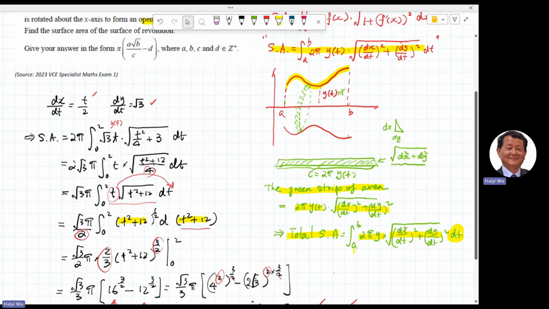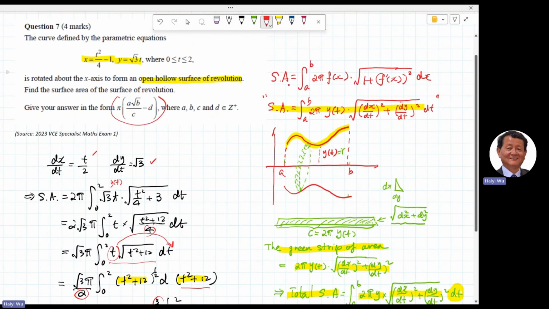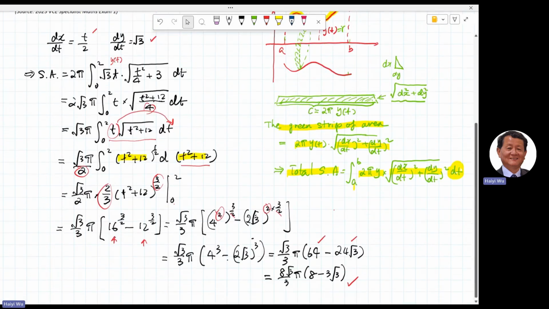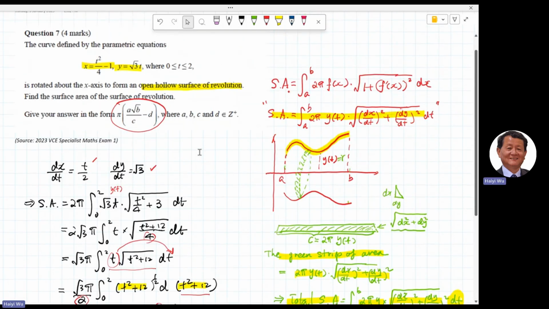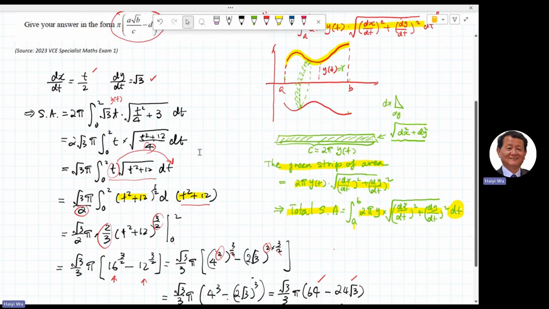The question said we need to substitute, so we need to do one more step. We need a pi, leave it outside. So the answer should be 64 square root 3 divided by 3, then minus 24. That's the answer for question 7, which is a pretty interesting question.